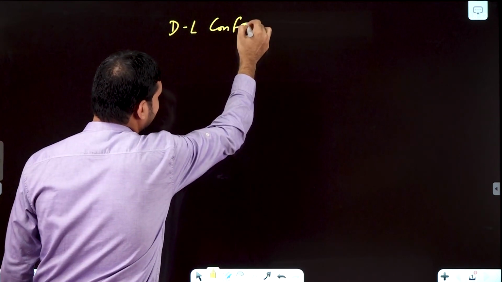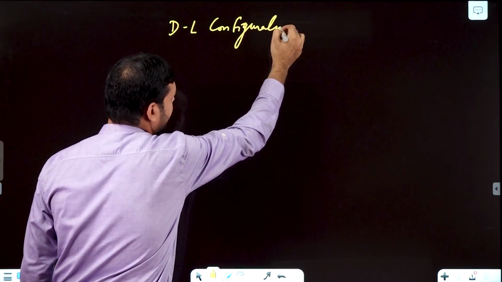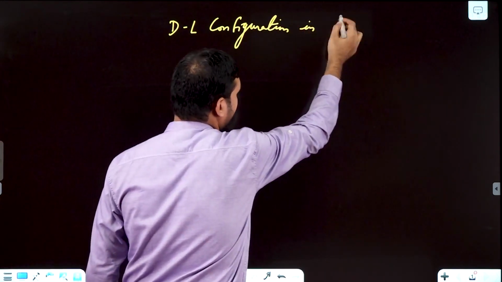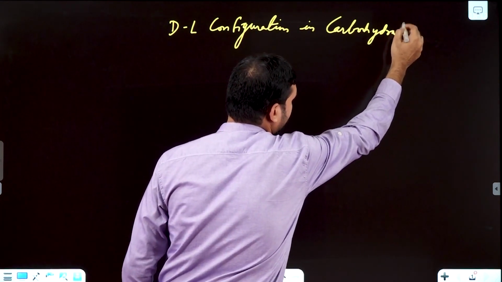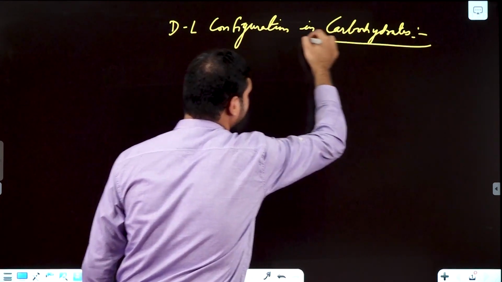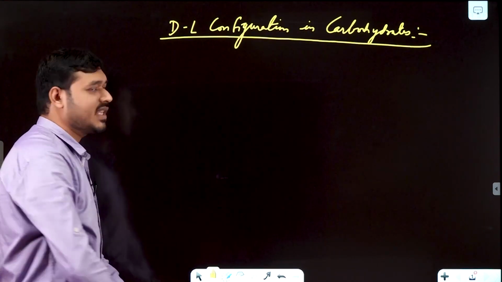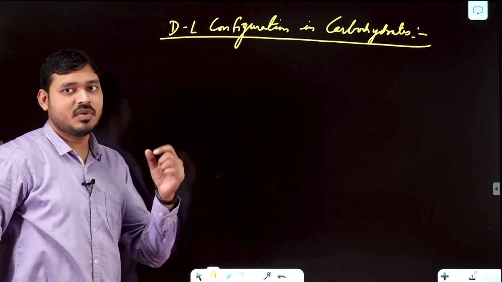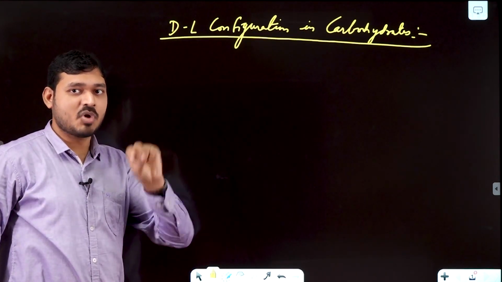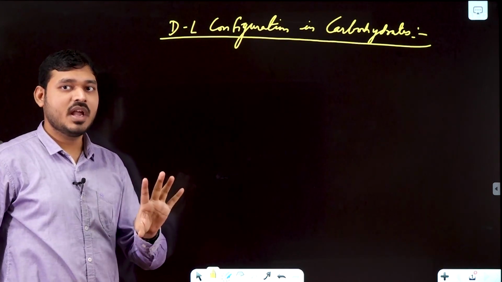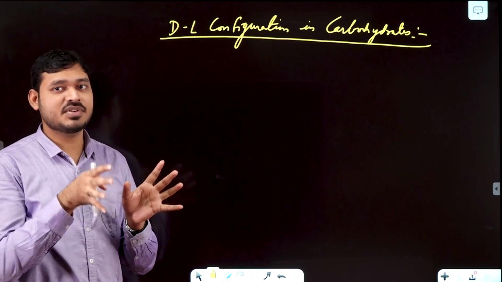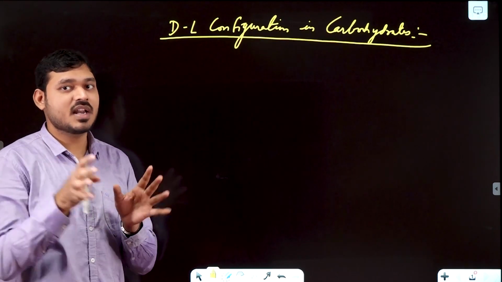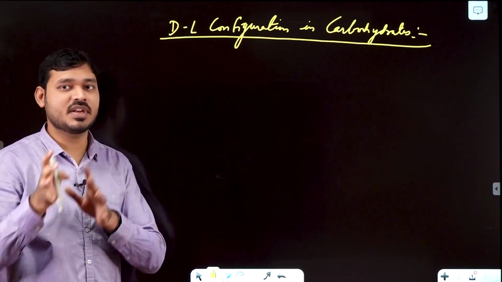DL configuration in carbohydrates. Okay, now see, there is no relation between capital D with small d. Okay, and also there is no relation of a compound having DL configuration with RS configuration. RS configuration is different, DL configuration is different.